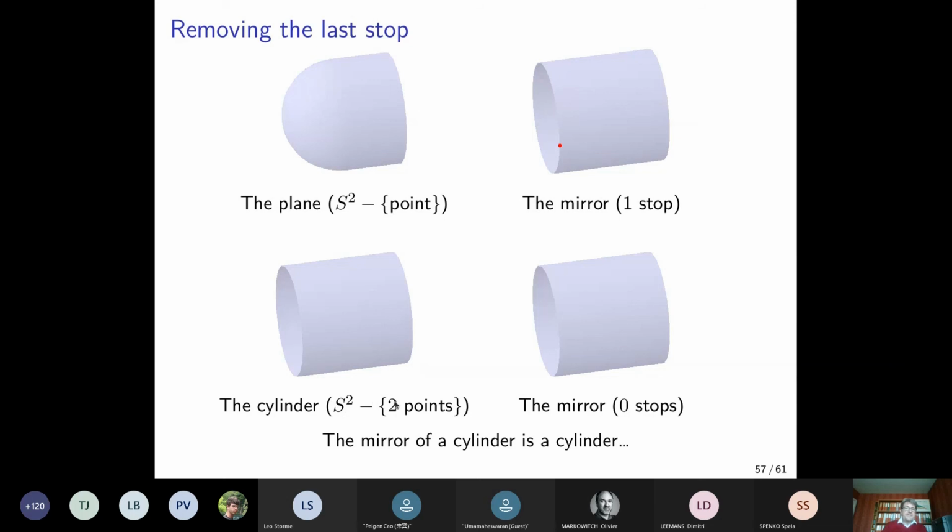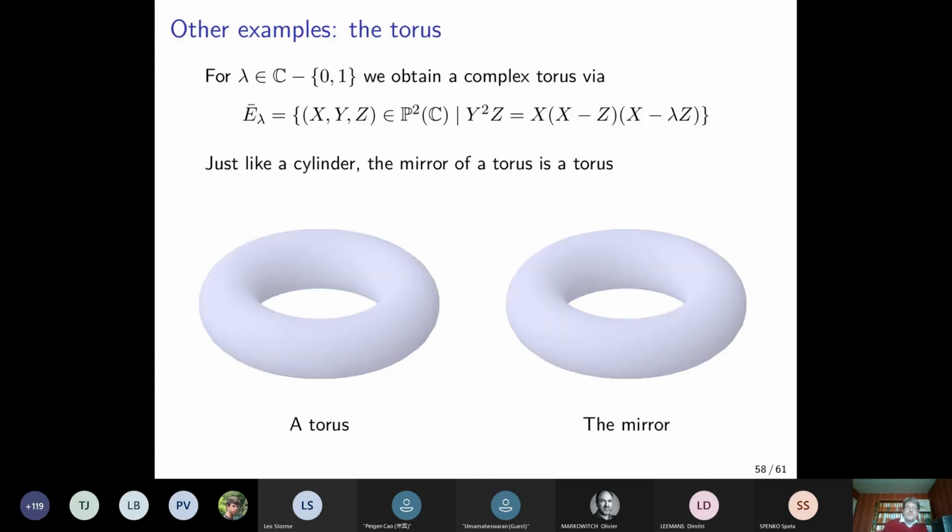And on the other side, we have a cylinder minus 2 points, which you can also think of as a sphere minus 2 points, sorry, which you can also think of as a plane minus 1 point. And the principle is that the mirror of a cylinder is a cylinder. Now, there are other spaces which have this nice property, which are in some sense self-dual.